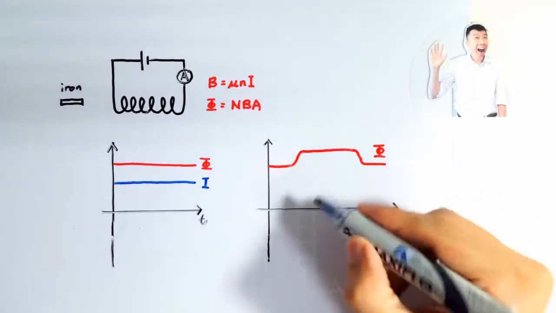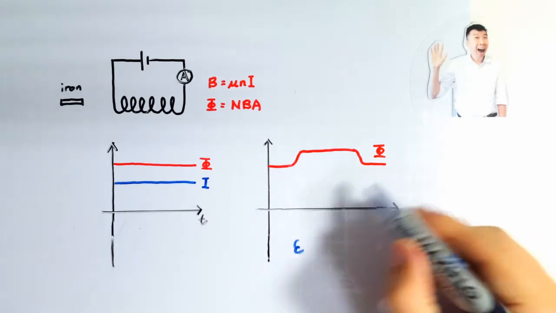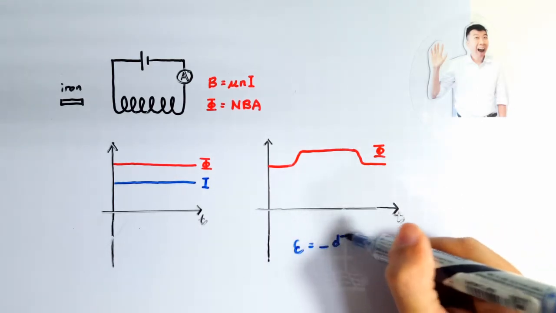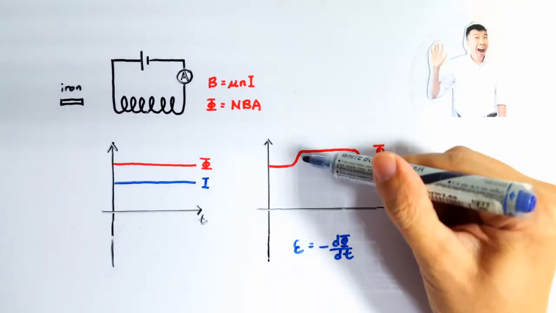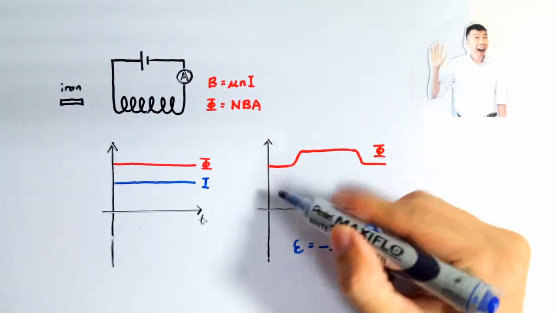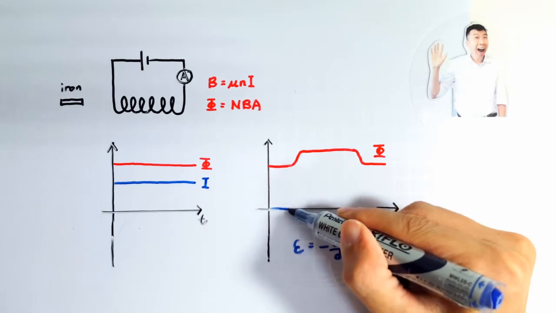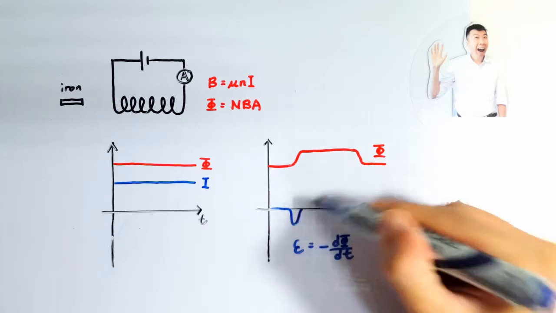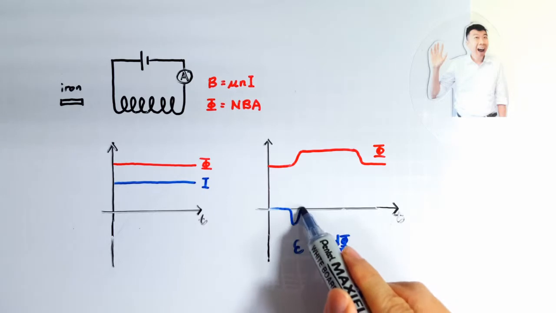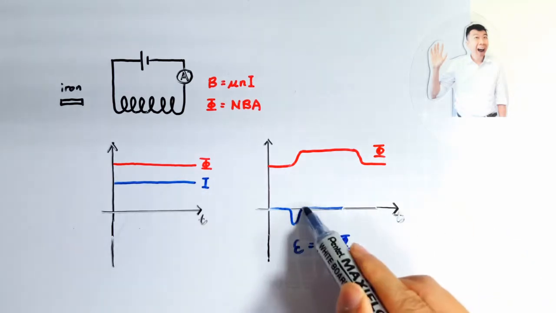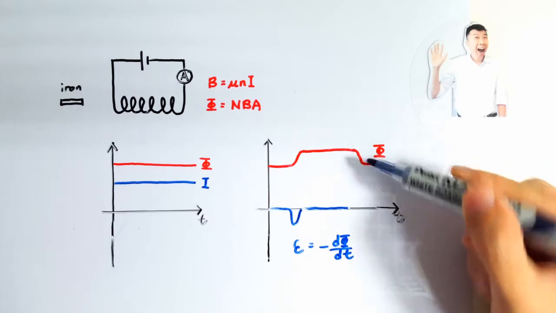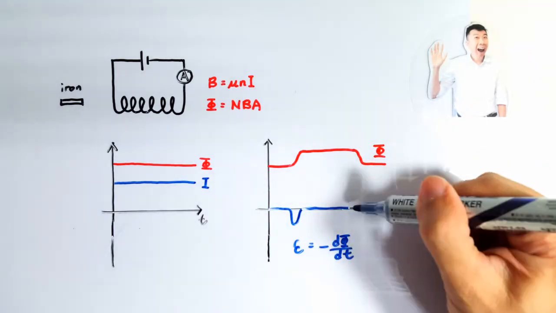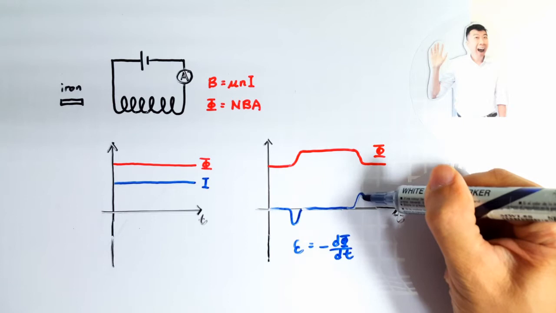Faraday's law says that the induced EMF is given by the negative of d phi dt. So when we have this positive gradient here, we are going to have a negative induced EMF. There's no induced EMF here because there's no change in the magnetic flux linkage. What we have here is a negative gradient. So with the negative sign here, the induced EMF is going to be positive here.